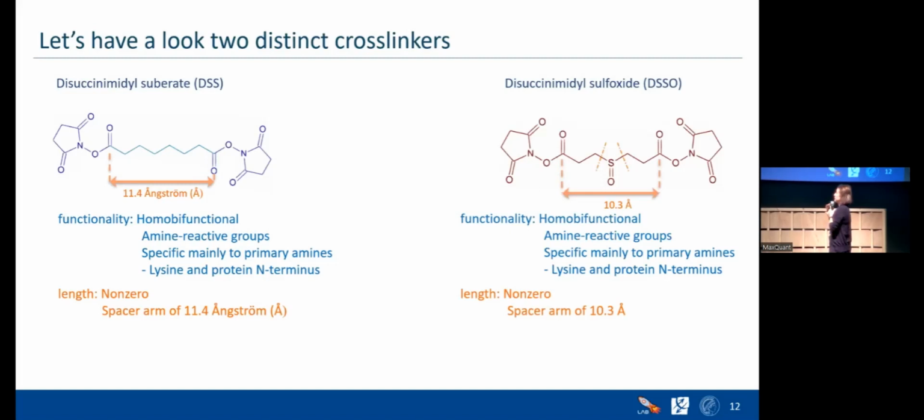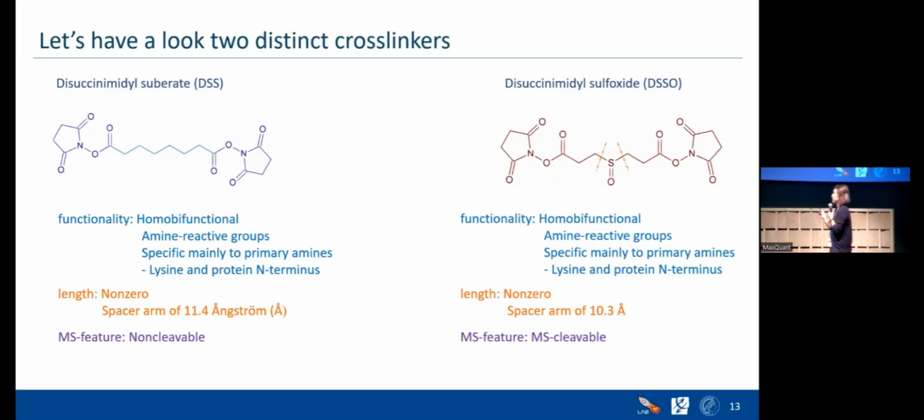Now let's look at the length. As I referred to, there are these 2 reactive groups, and then we have the carbon chain between them. The left one is slightly bigger than the right one, and both are non-zero. How do we define the length? We define it in angstroms. Here it is 11.4, and this is 10.3. This information will be useful later for modeling the structure and checking conformational changes.